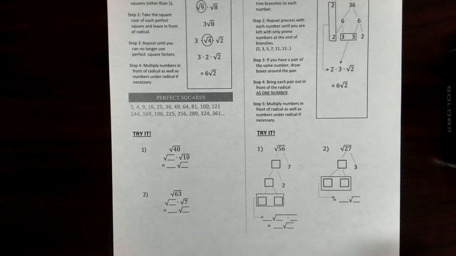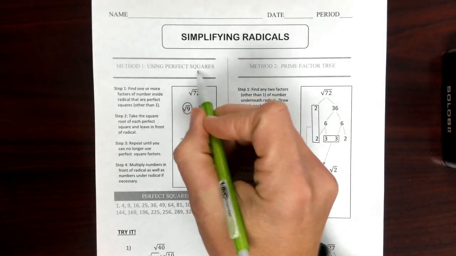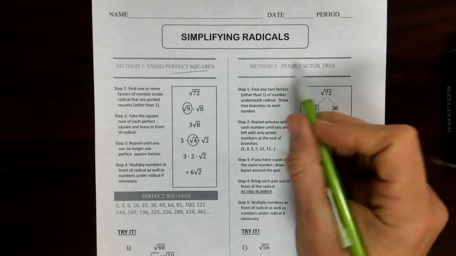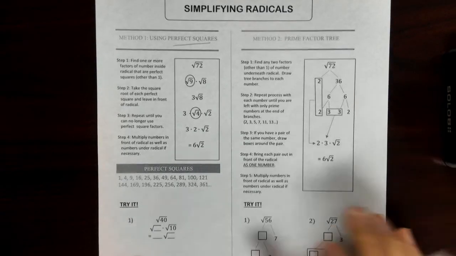Alright, talking about reducing radicals day number 2. Okay, so we have two different methods: if it's perfect squares, or if we just have to factor using prime factors. If it's perfect squares, it's nice and easy.